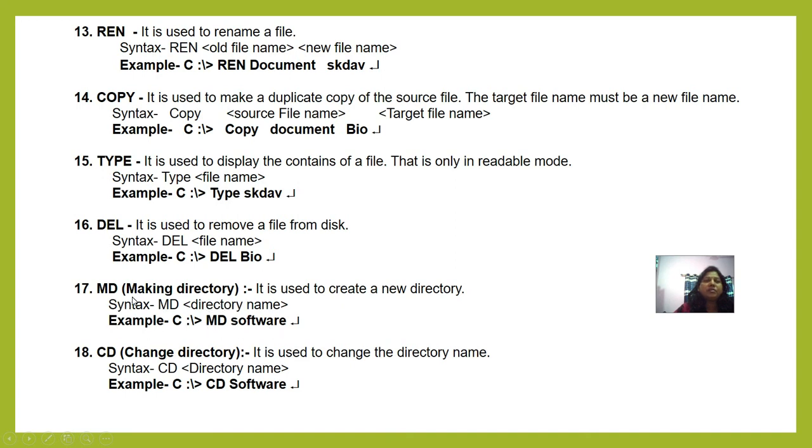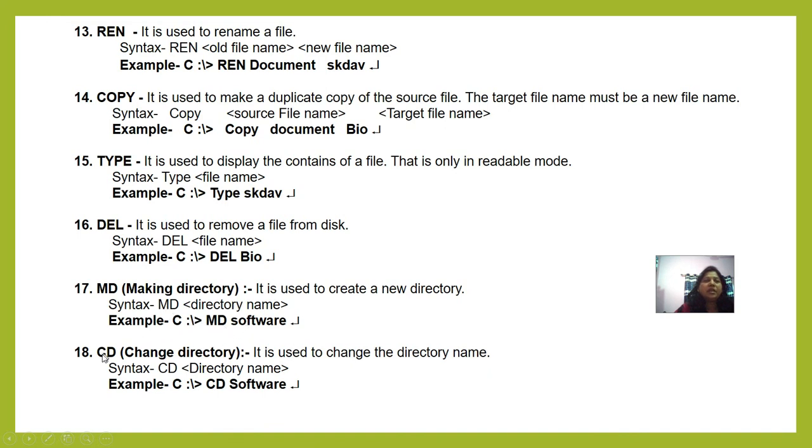Here I am recalling some parts of your file and directory concept. File means what? It is a collection of data. But the directory means what? Where the list of files is kept, just like your Windows folder. So how do I create a directory? By using the MD command.